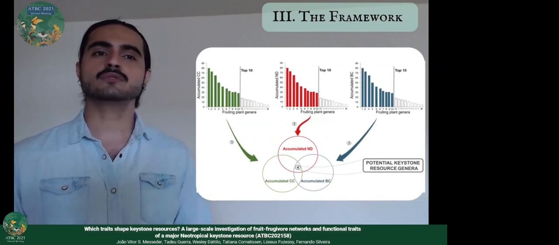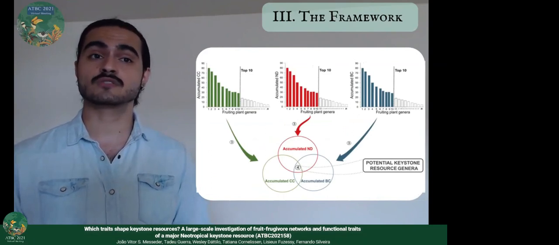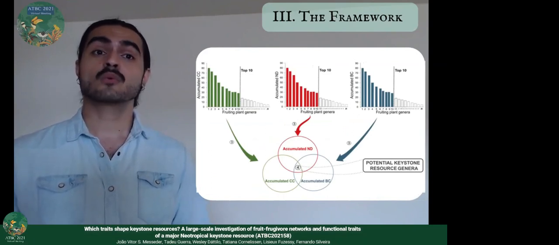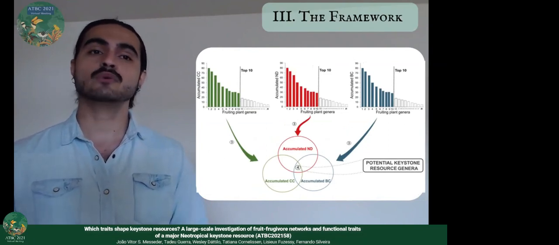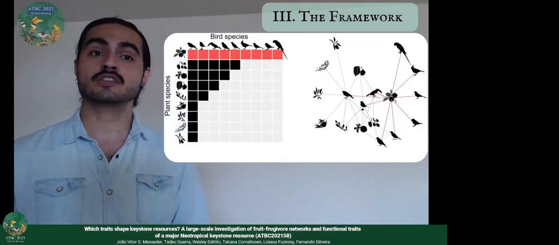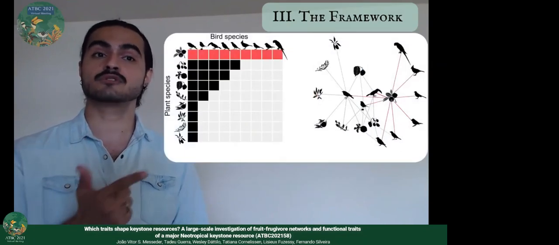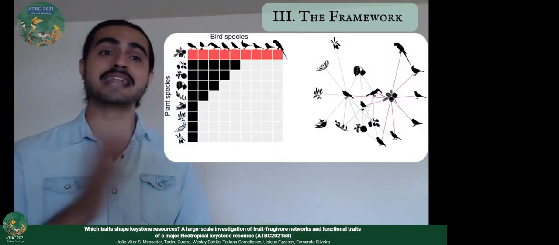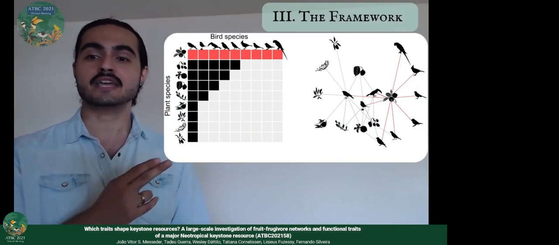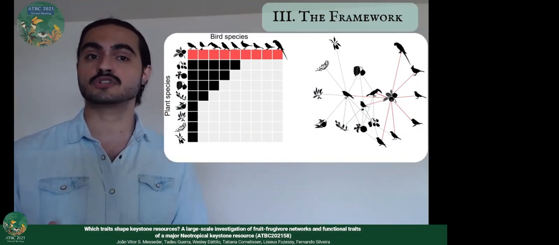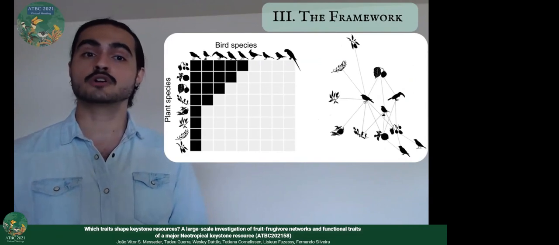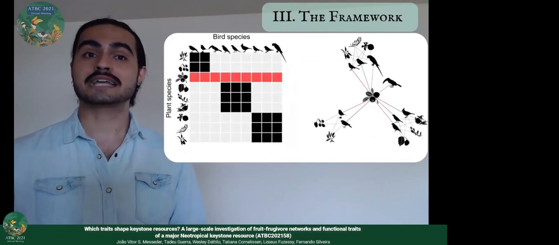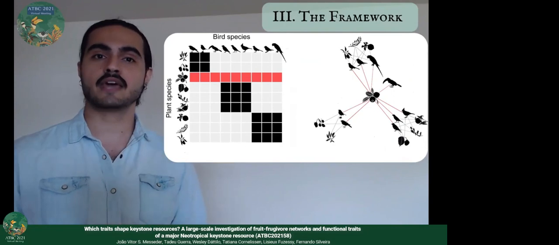Now, to identify the contribution of the retrieved keystones for the stability of networks, we performed removal simulations targeted at the keystones and random removals, and measured the changes in the structure in terms of nestedness, modularity, and niche overlap before and after the removal. Exemplifying here, if we remove the most consumed resource, we will have a reduction in the nested structure of the network. But the opposite would occur to the modular structure, where the keystone connects different parts of the network.